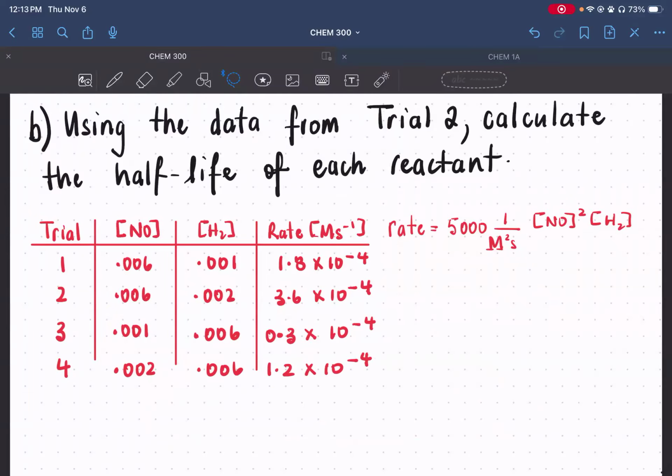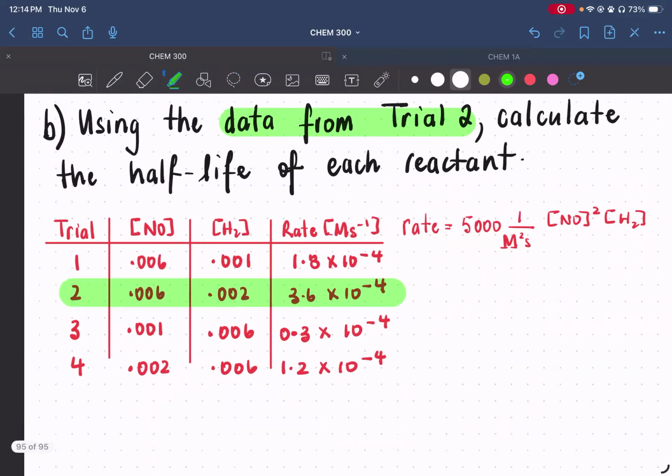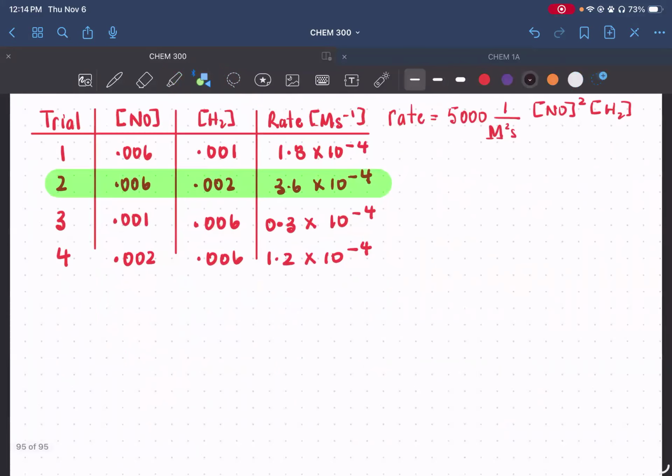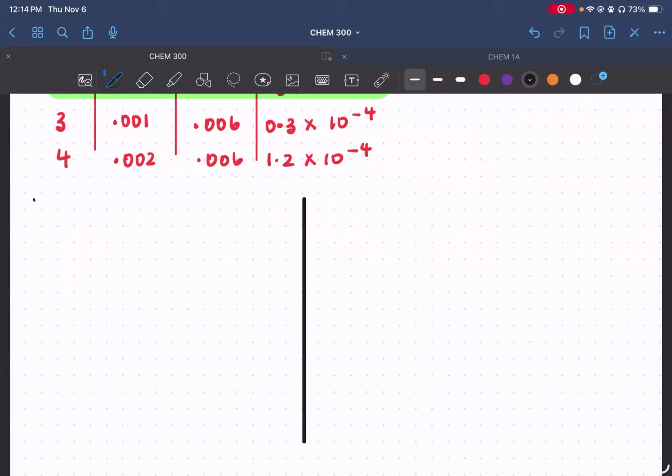Okay, so the question outright says using the data from trial 2. So of course, we know what numbers we're working with. It then says to calculate the half-life of each reactant. Okay, so this is going to be two separate calculations. Drop a line kind of dividing them. This is going to be its own calculation for NO and another calculation for H2.